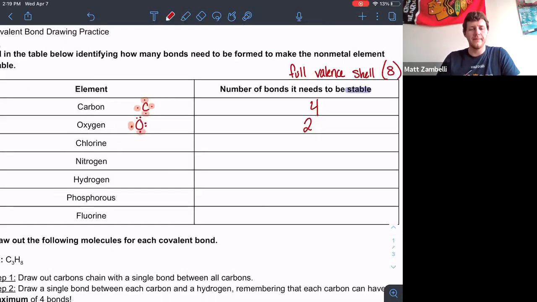What about chlorine? How many bonds is it going to form to be stable? Just the 1, awesome, because it's got 7 valence electrons, which means it wants 1 paired up to make 8. What about nitrogen? 3, awesome, we got it now. What about hydrogen?